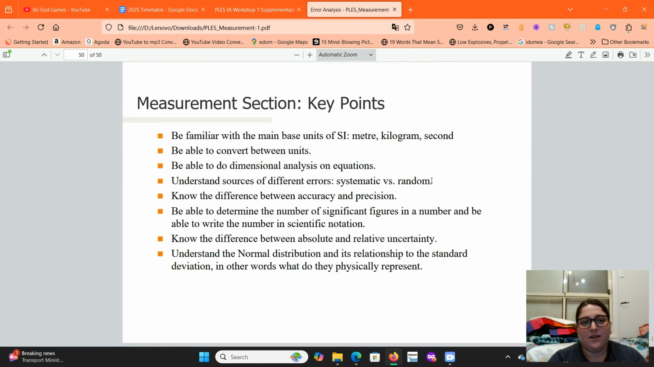Alright, so key things to remember. Be familiar with the main basic units of standard measurements: meter, kilogram, second. Make sure you're able to convert between the units. Be able to do dimensional analysis on equations, so looking at what is needed, making sure that your formula is using the correct units so you're ending up with the right units. Understand the sources of errors, systematic versus random. Know the difference between accuracy and precision. Be able to determine the number of significant figures in a number and be able to write numbers in scientific notation. And know the difference between absolute and multiplicative uncertainty. The last two you don't need to worry about. This is once again uni level stuff.